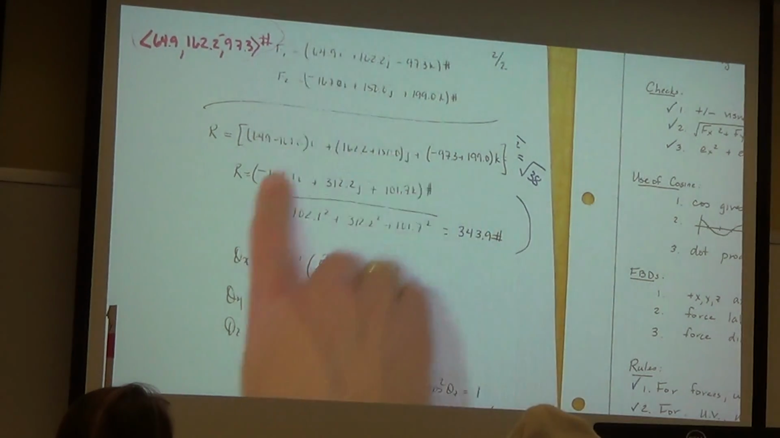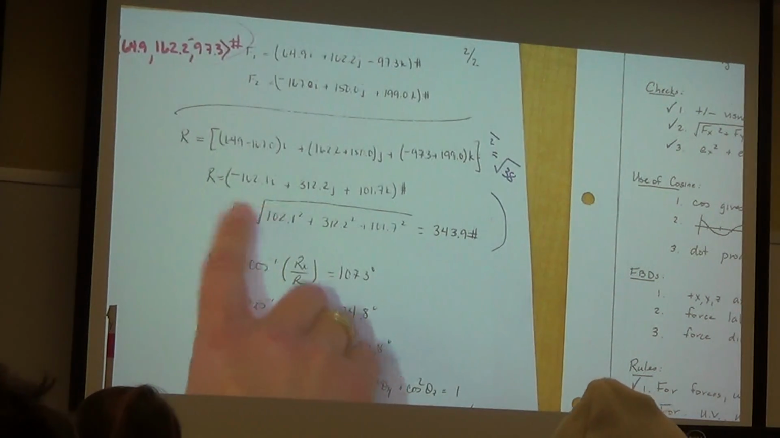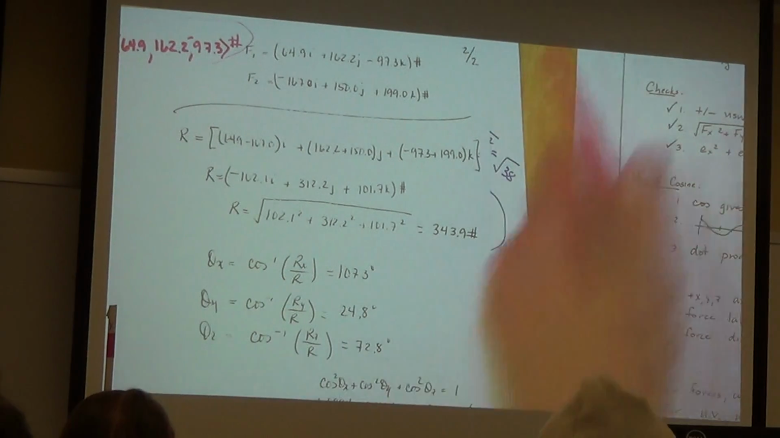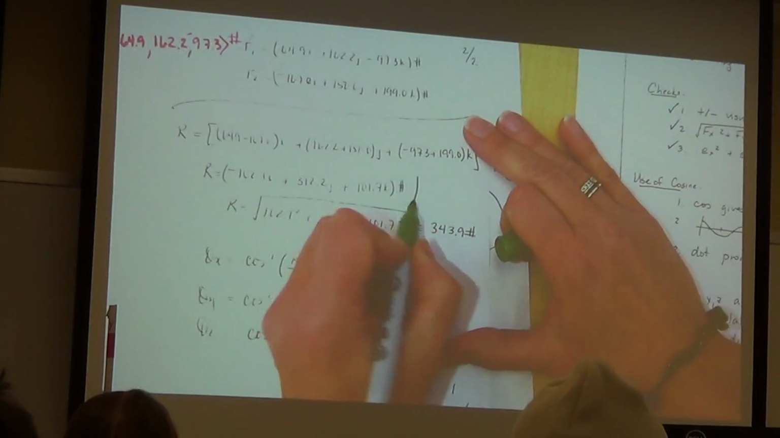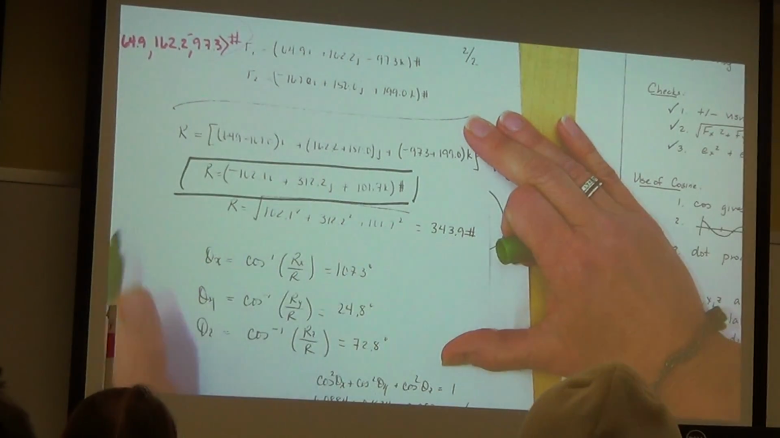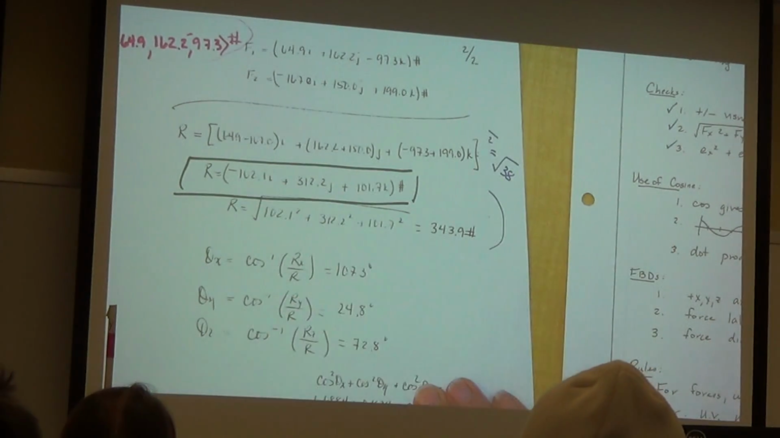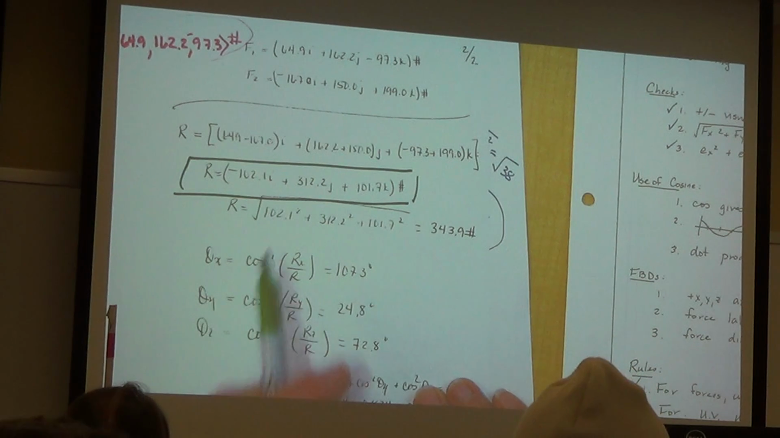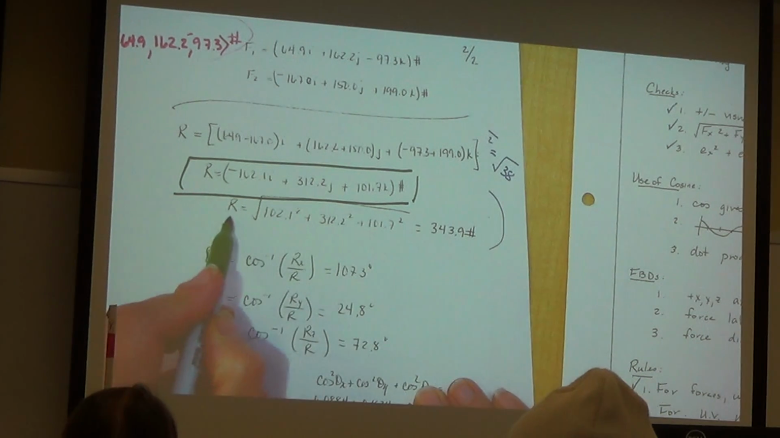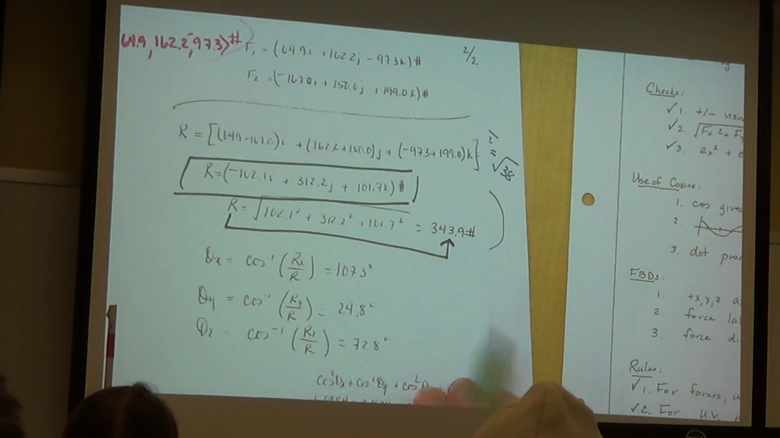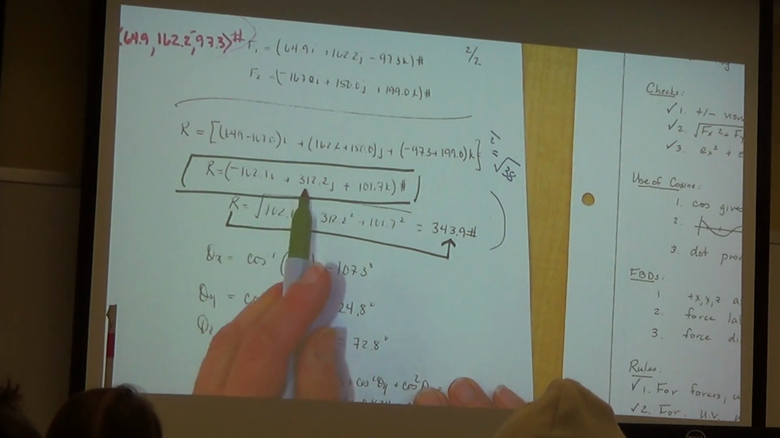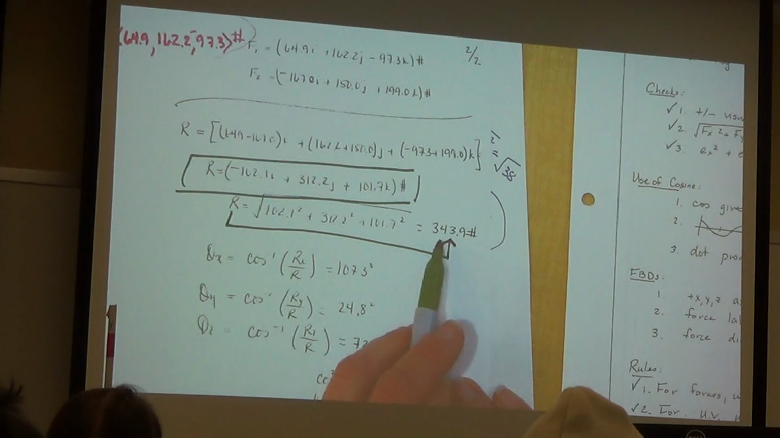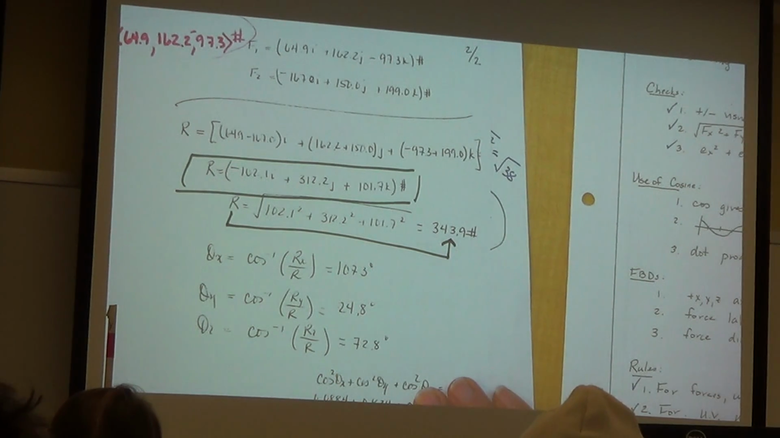So we're going to add up the x's, add up the y's, and we get the resultant here in vector form. Notice still one decimal place, right? So how would I find the magnitude of that resultant? Pythagorean theorem, right? x squared, y squared, z squared under the radical, and I get 343.9.